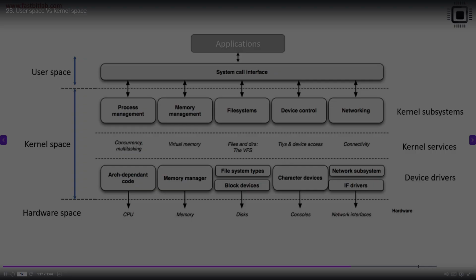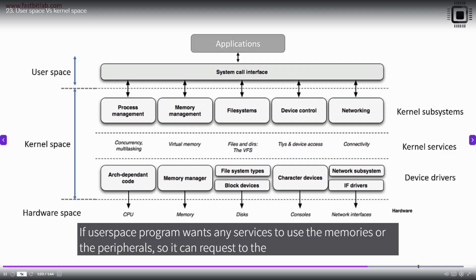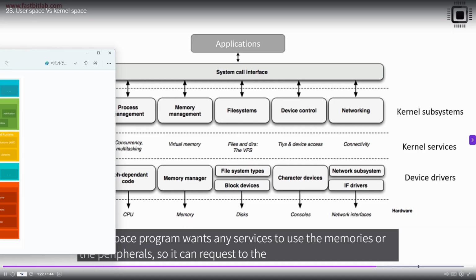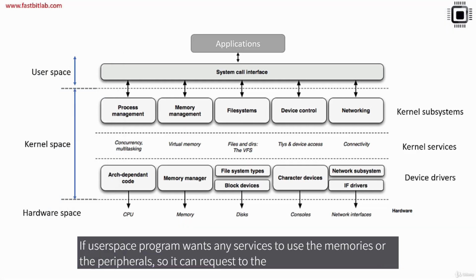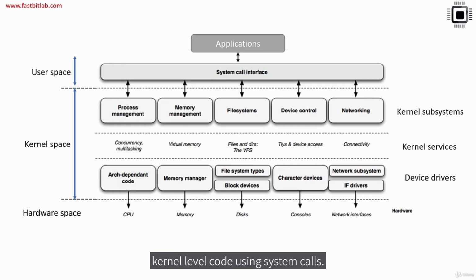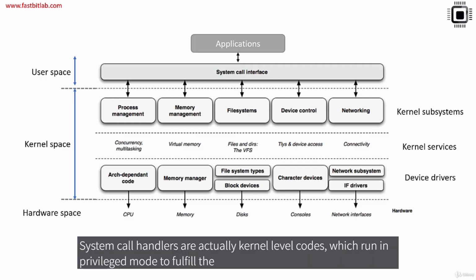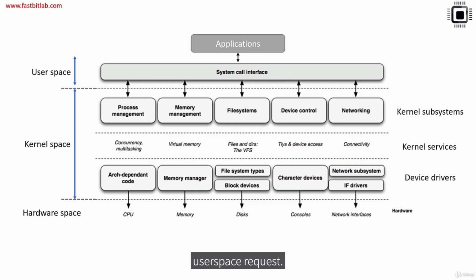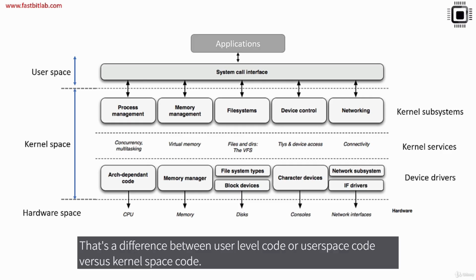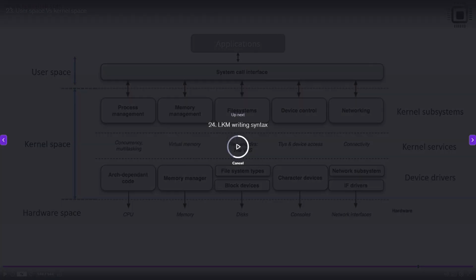If a user space program wants any services to use the memories or the peripherals, it can request the kernel level code using system calls. System call handlers are actually kernel level code which run in privileged mode to fulfill the user space request. That's the difference between user level code or user space code versus kernel space code.